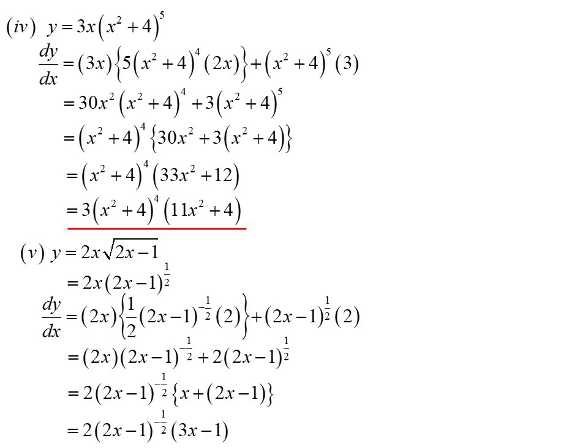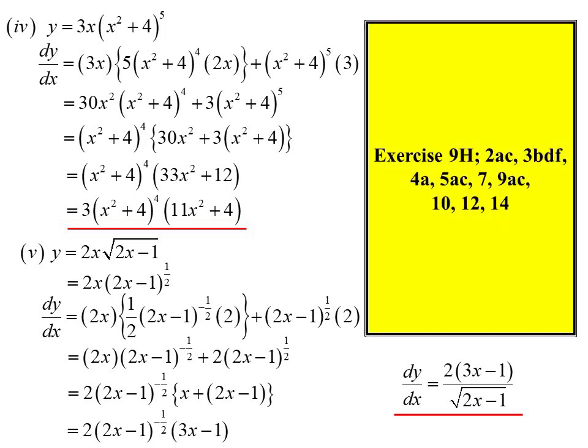Well, that's what a mere mortal would write as an answer. But us super mathematicians go, no, power minus a half, we won't have that. 2 outside of 3x minus 1 over the square root of 2x minus 1. Okay, so that is our product rule.